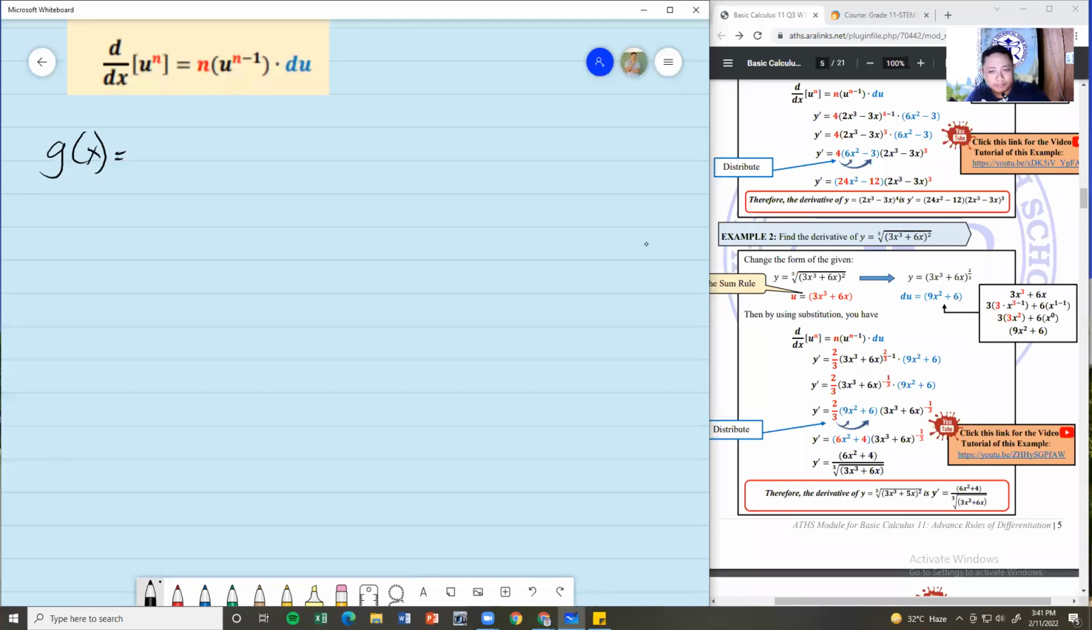The square root of siguro magandang gawin dito ay 3x squared plus 4x. Ayan. Okay? Let's do this. So in here, is this doable by chain rule?